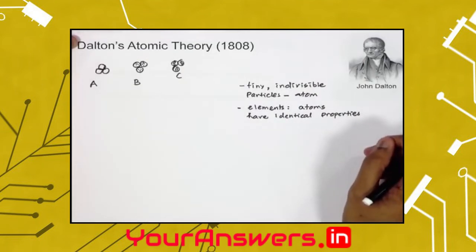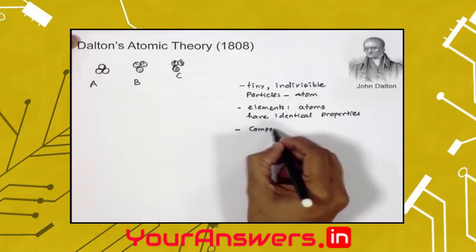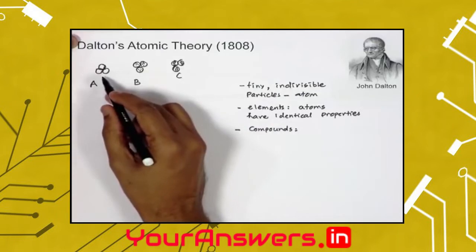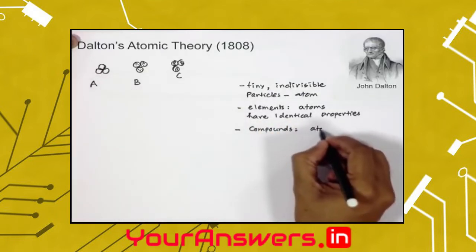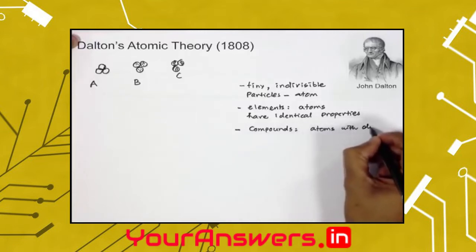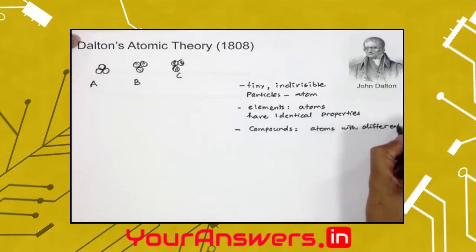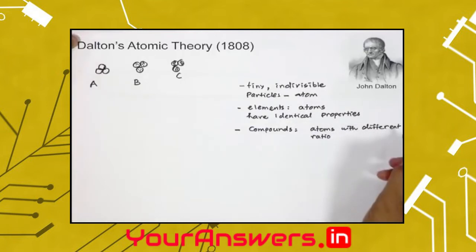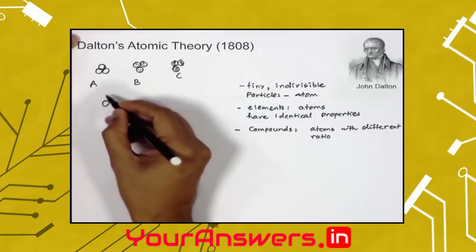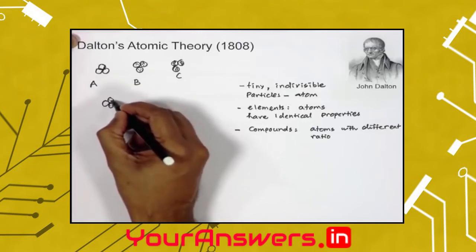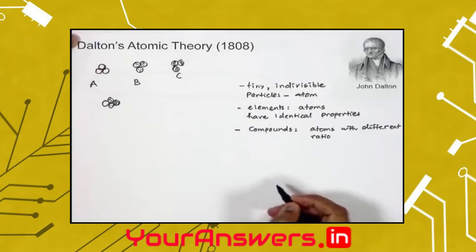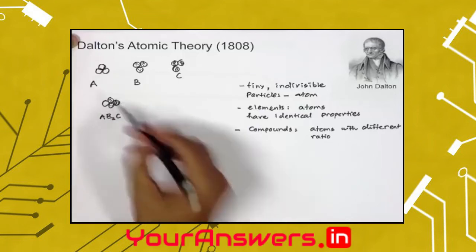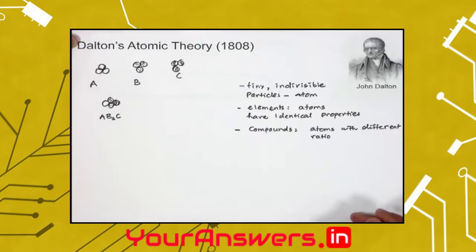But then John Dalton also saw that we have compounds, the chemical compounds. How do the compounds form? He suggested that compounds are composed of several atoms with different composition or different ratio. So, atoms of different elements combine in different ratios to form a compound. Let us say I took one A type atom, 2 B type atoms, and one C type atom. So, I made a molecule or a compound which is called AB2C, because I have one A atom, 2 B type atoms and one C type atom. This is how the compounds form.